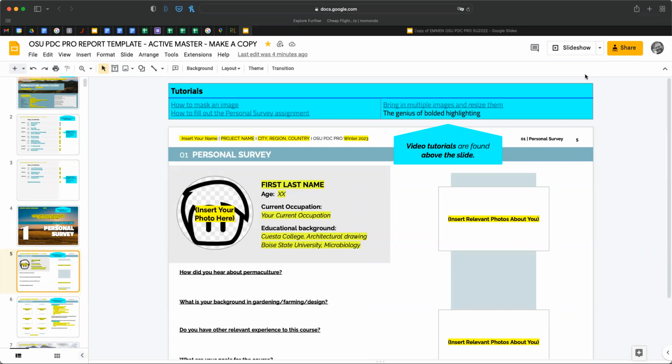That's allpointsdesign.ca. And today we're talking about the Oregon State University Permaculture Design Template. Specifically, we're talking about the genius of bolded highlighting.